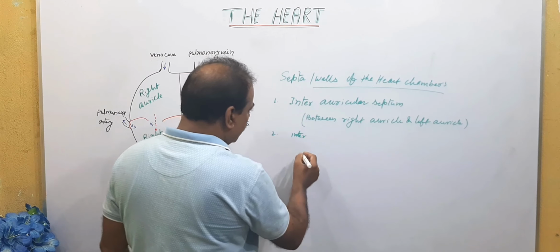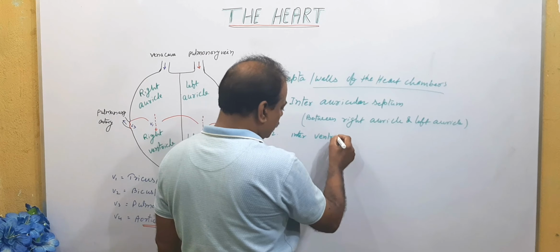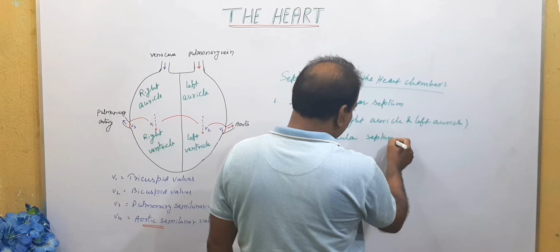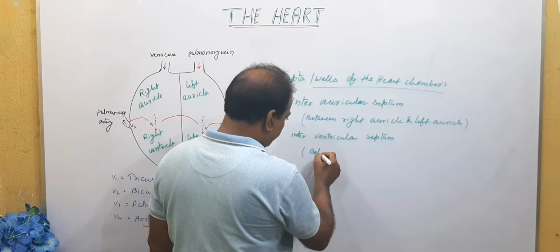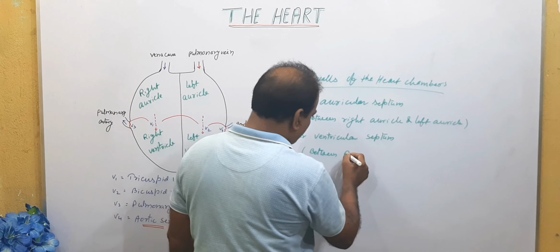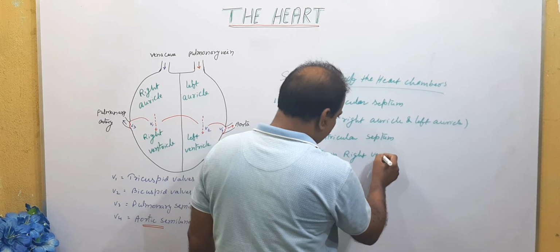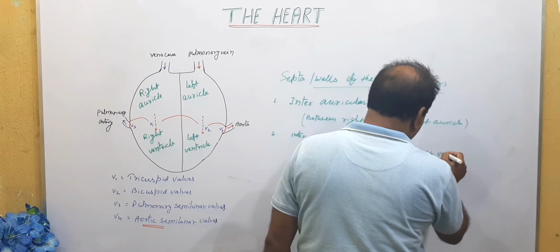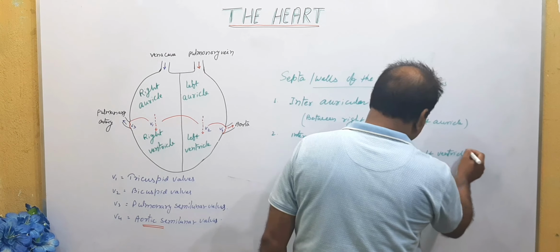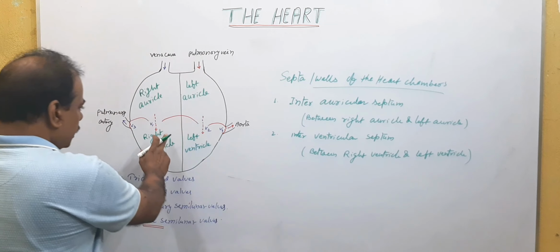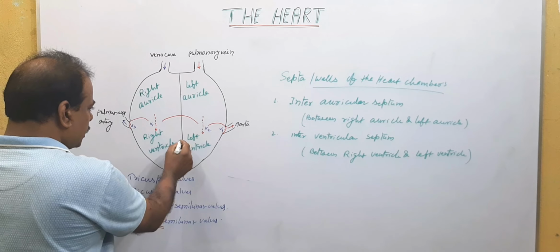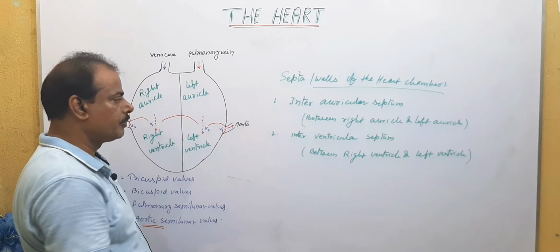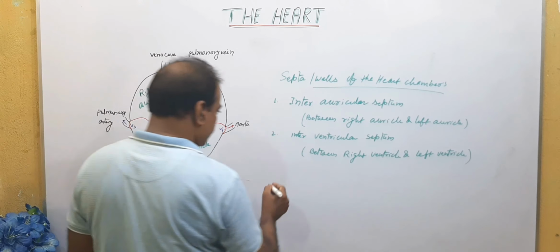Again, interventricular septum, which is located between right ventricle and left ventricle. Here it is right ventricle, this one is the left ventricle, and this wall is known as interventricular septum or wall.